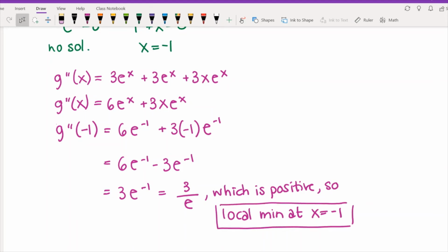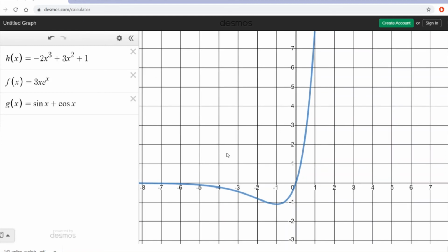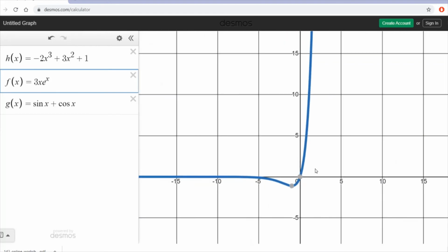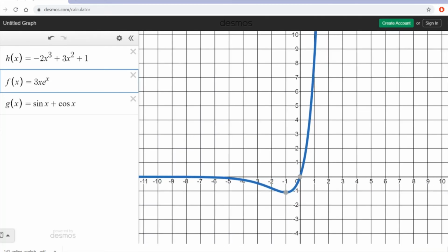So let's look at that graph as well to confirm that we got it correct. So here's the graph of 3x e to the x. So we can see that there is a local minimum at -1, and that's the only local min or max that the graph has. Okay, so the last one is going to be sine of x plus cosine of x.